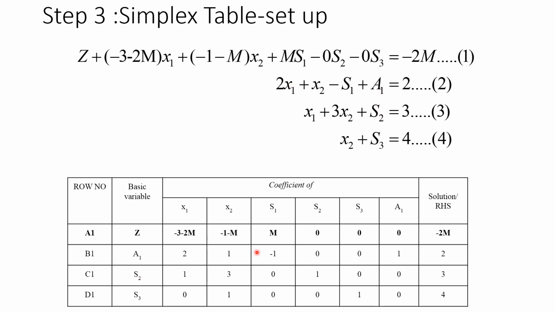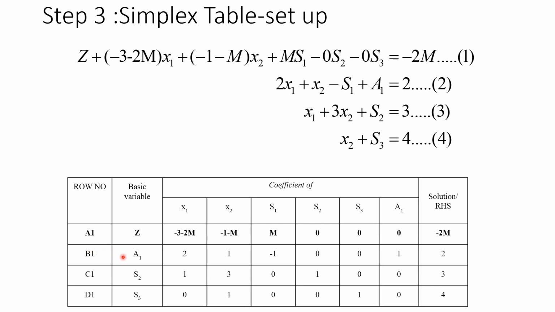In a simplex method we have three parts: basic variable, coefficient of, and right hand side and the solution. Okay, so basic variable here we have a1, s2 and s3. The coefficient of a1 is 1, the coefficient of s2 is 1. In this equation the coefficient of s3 is 1.